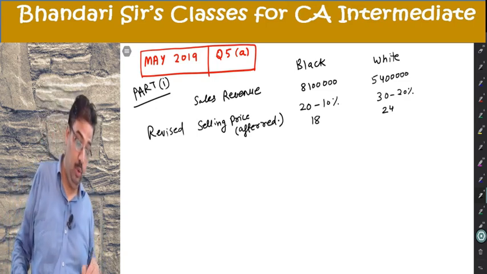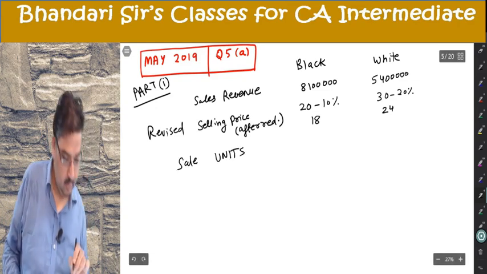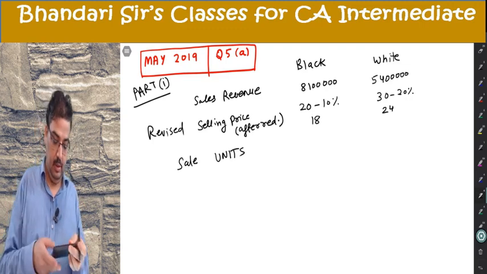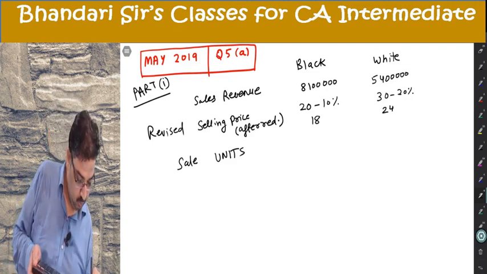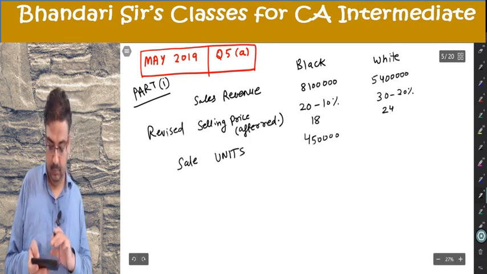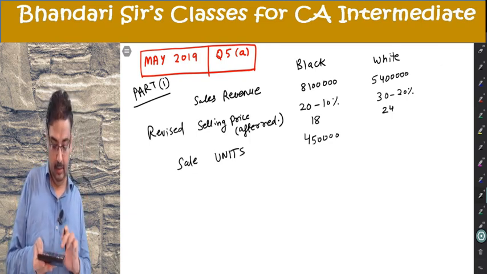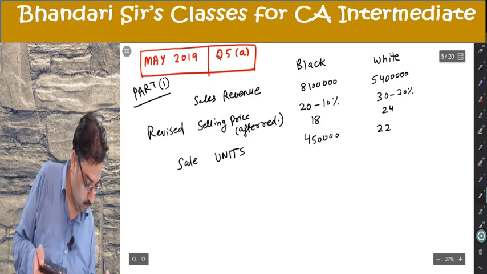Now I can compute here units to be sold. Sale units: 81 lakh divided by 18, 4,50,000, and 54 lakh divided by 24. I am getting 2,25,000.